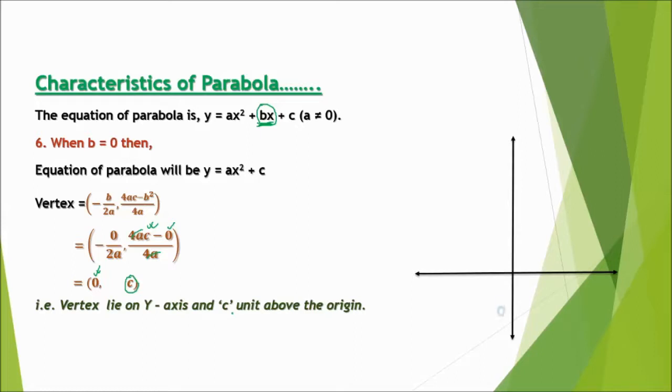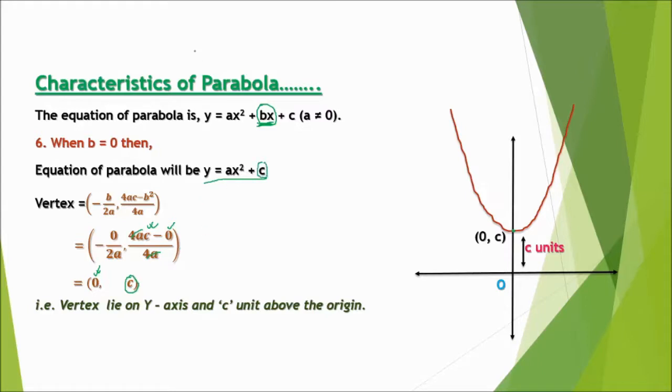Vertex must lie on the y-axis in this way, and it will be c units above the origin. Okay, this is the vertex. So if you see any quadratic equation in this form, then you don't have to worry about finding the vertex by using the formula. You can simply write 0 comma c, and the value of c you are going to get from here.